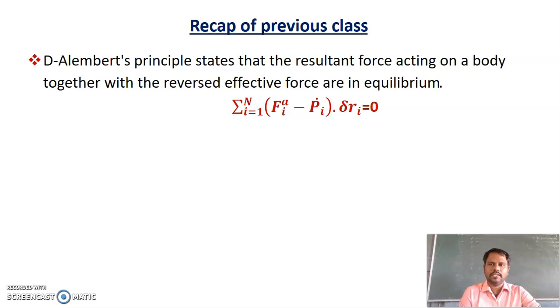So in previous class, we learned D'Alembert's principle, which states that the resultant force acting on a body together with reversed effective force, they are in equilibrium. Mathematically, it is given by summation i is equal to 1 to n, Fi minus Pi dot into delta Ri is equal to 0.